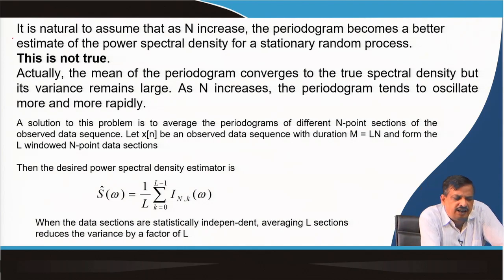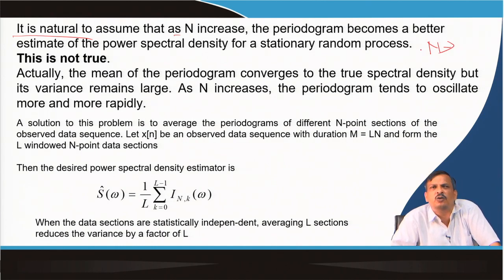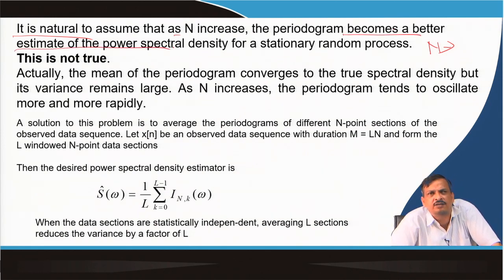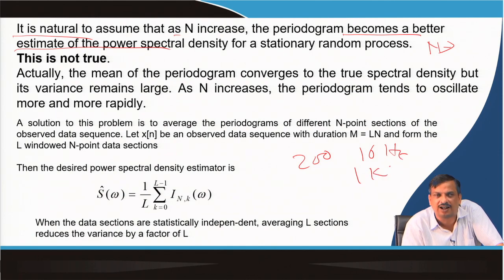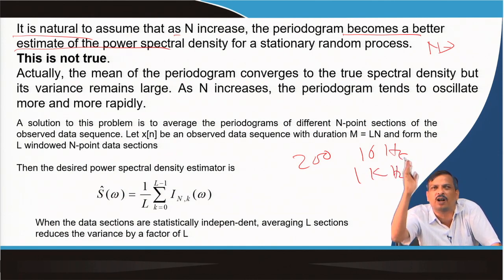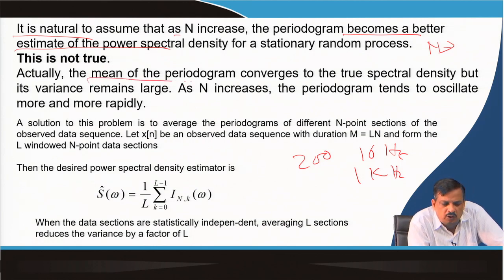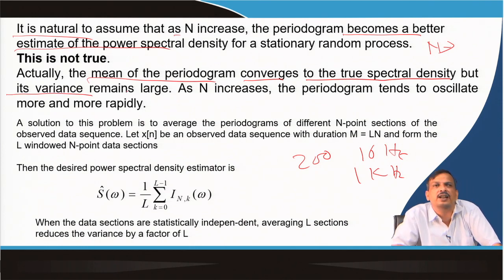It is natural to assume that if the n length of the signal is increased, then the frequency resolution is increased, and it becomes a better estimator of the power spectral density. So, instead of, let us say, 16 Hz resolution, if I have a 1 Hz resolution, then I get every 1 Hz. So, the estimation is better, but that is not true. Actually, the mean of the periodogram averages to the true spectral density, but the variance remains large.